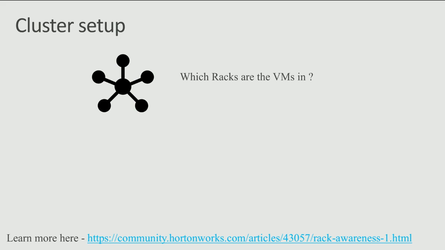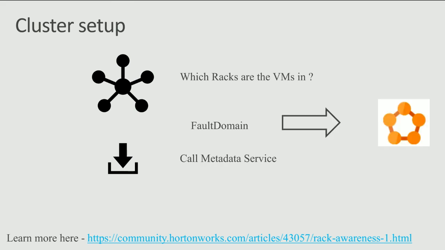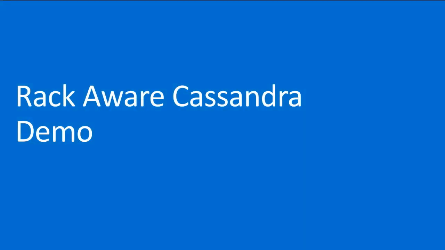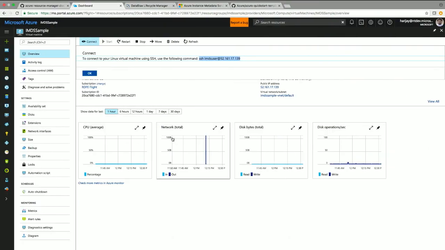So where do I get the rack information about the VM? It's a simple call to the metadata endpoint, and that'll give you information about the fault domain, which is virtual rack information about your VM. This information can be used to configure your cluster appropriately. So let's take a quick look at how I was able to establish this on Cassandra. I'm going to show you a rack-aware Cassandra demo on Azure.